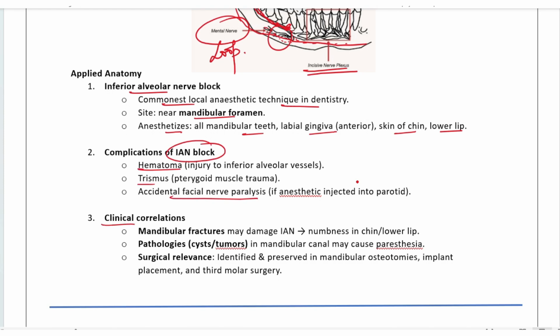The clinical correlations would be if there is a mandibular fracture, it may damage the inferior alveolar nerve, which will cause numbness in the chin and lower lip. The pathologies like the cyst and tumor in the mandibular canal may cause paresthesia. Surgical relevance is that we have to be very careful when we are doing mandibular osteotomies, implant placement, and third molar surgeries. So this completes your another 5 marker.